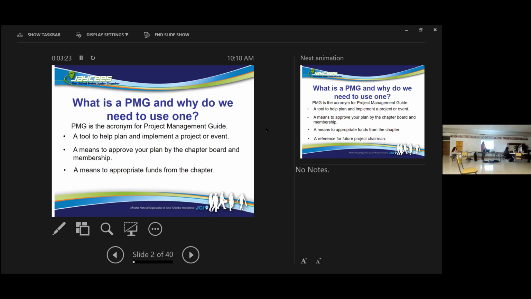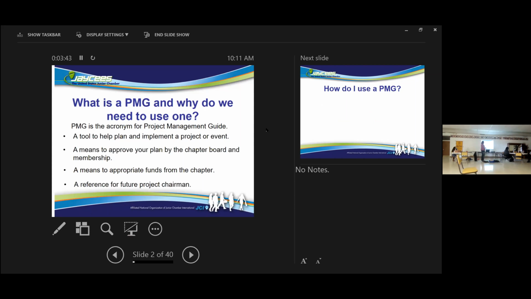Also, if you need money to run your event, then you need to have this guide put together so that your chapter knows what you're going to use the money for. You can't just say, hey, I need $200. Okay, well, we need to know what it's going to be for. How are you going to use it?